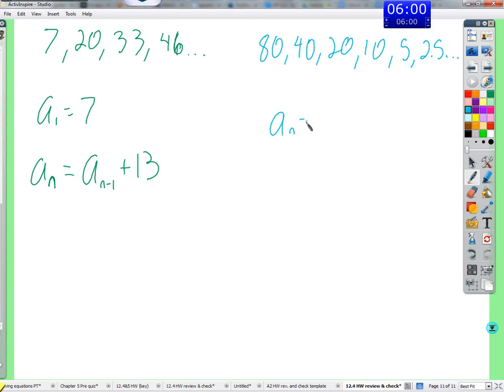So A sub N is equal to A sub N minus 1 times 0.5. I'm going to write it like this: 0.5 times A sub N minus 1, or 1/2 times A sub N minus 1, whatever. If you have times 0.5, that's fine. But I like this times 0.2. Oh, there you go. Fair enough. Times negative 2?